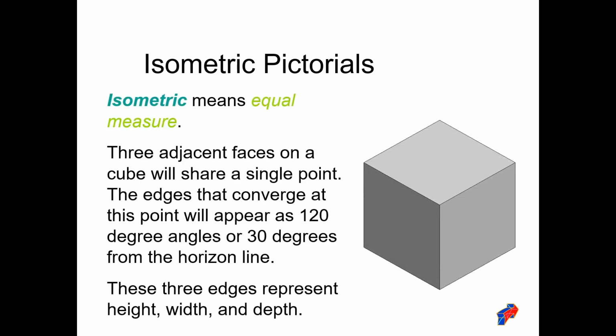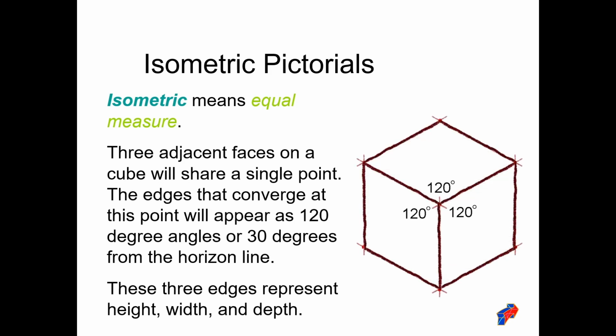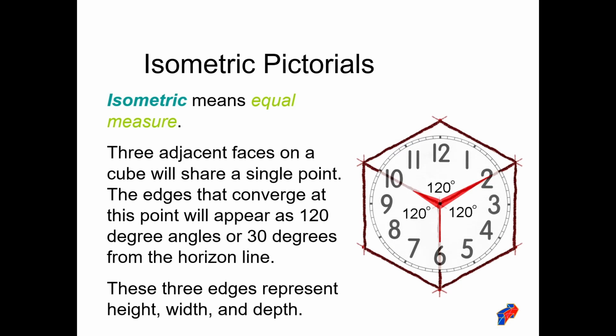Isometric pictorials. Isometric means equal measure. Three adjacent faces on a single cube will share a single point. The edges that converge at this point will appear as 120-degree angles, or it will be 30 degrees from the horizon line. These three edges represent height, width, and depth. They are shown on the screen. They represent the 10, 2, and 6 hands on a clock.